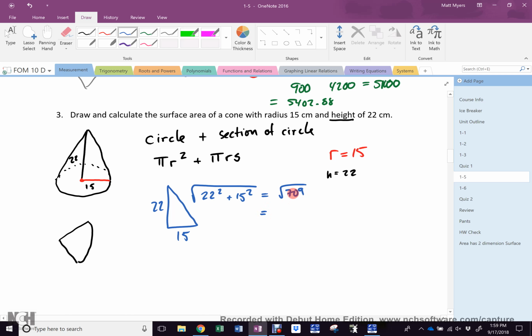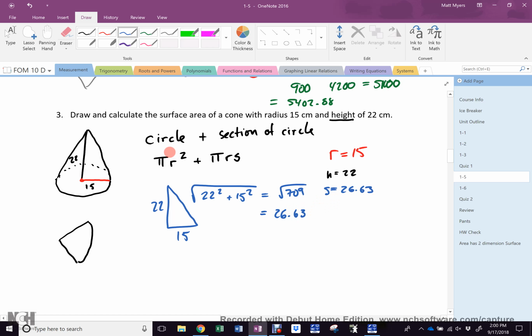Stop. When you punch that in your calculator, you get a big, ugly number, yeah? No, square root of 709, not squared. What is it? It should be around 26 and a bit. 26.63. Everybody good? Now, that is my slant.